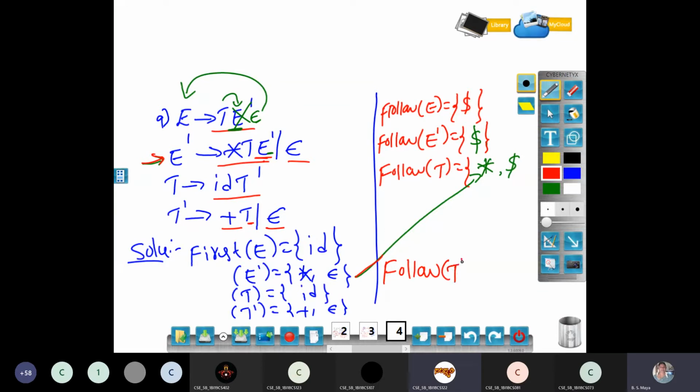Follow of T dash. Have we done it? No, ma'am. Let us do it now. Follow of T dash. Whatever we get should be added to follow of T. What is follow of T dash? Epsilon is there, ma'am, in the third production. Okay, then we should add because of that. Follow of T we have to take. What's the follow of T? Star is already there, dollar is there. We already have dollar. It should be copied as it is. Then any other extra? Only one follow of T dash. Nothing. Correct. Can I end follow of T dash now?